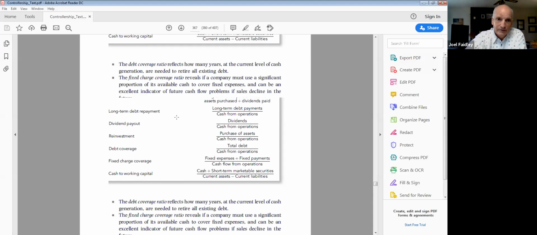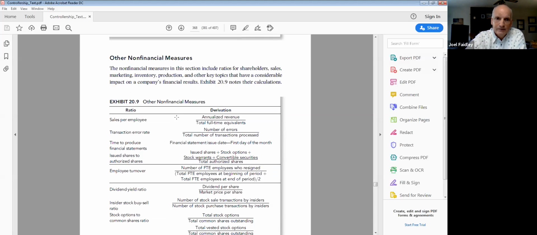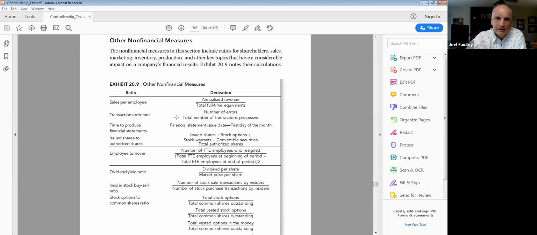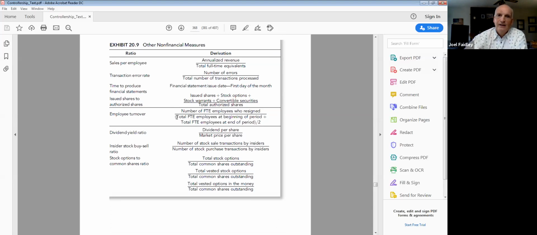368, then they're getting some really interesting stuff here. That's why I like this book so much. Non-financial measures. You think, well, what's that got to do with me? Non-financial, that's somebody else. No, that's you as well. Sales per employee, transaction error rate. That's very important, no matter what it is, whether it's payroll or accounts payable. What about employee turnover? Now, they don't put who's responsible for these, but what about employee turnover? That's usually an HR thing.